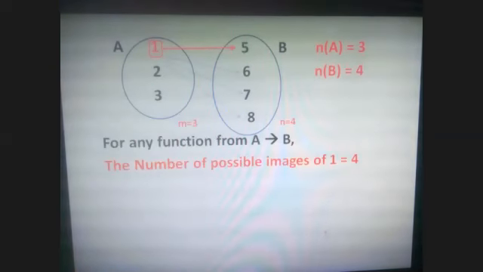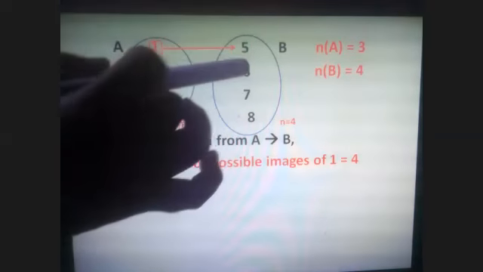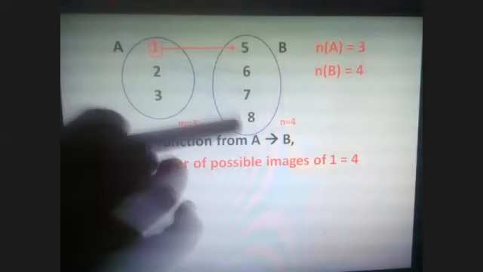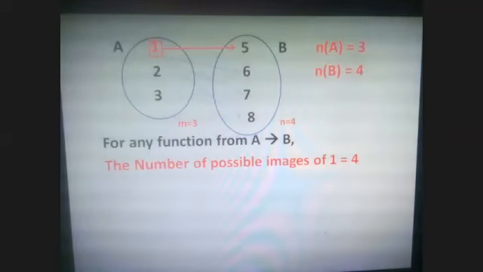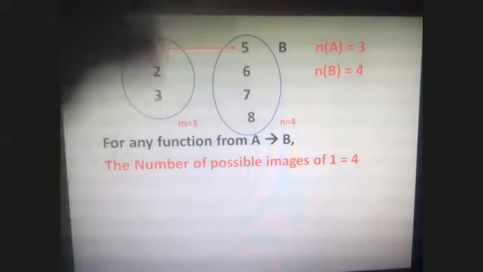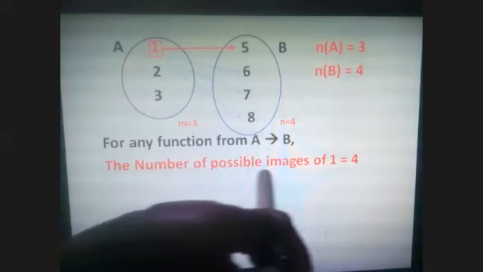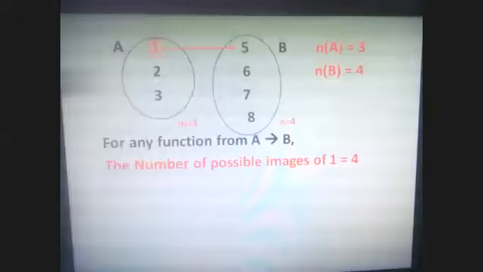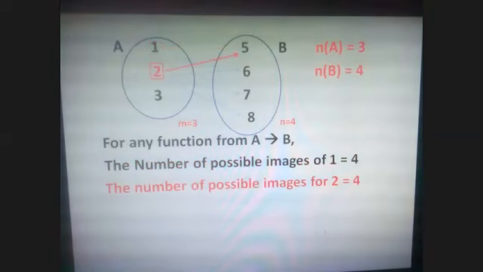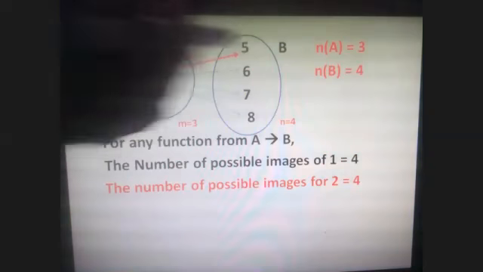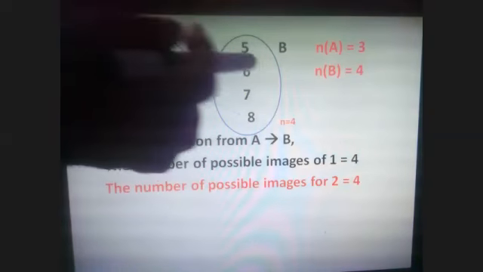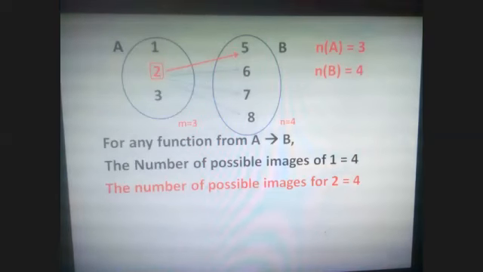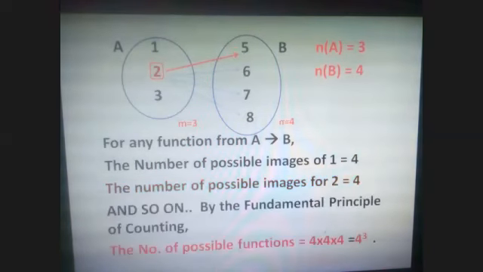Let me take up the element 1. 1 can have only one image, maybe 5, maybe 6, maybe 7, maybe 8. But there are 4 possible images. Remember, 1 can have only one image, no matter whichever I select. I am not saying the number of images; the number of images for 1 is only 1, maybe any of these. But the number of possible images for 1 is 4. No matter whatever is selected, the number of possible images of 2 is again 4. Even if 1 has selected image 5, 2 also can have the same image. 2 can have image 6, maybe 7, maybe 8. All the elements have 4 possible images.